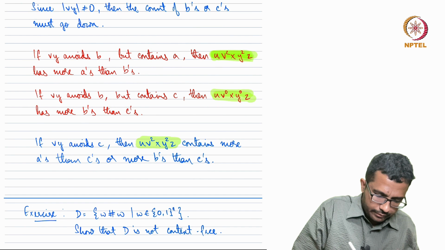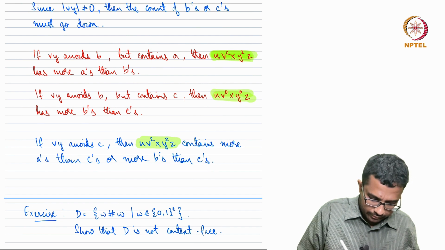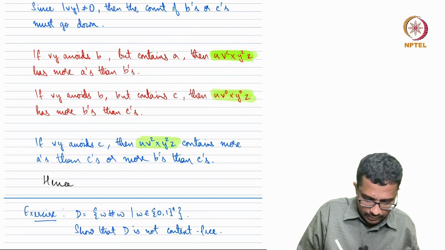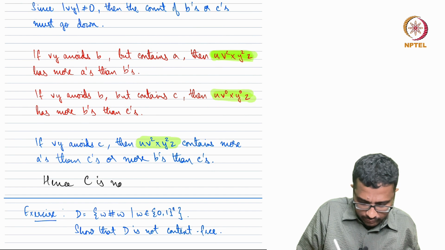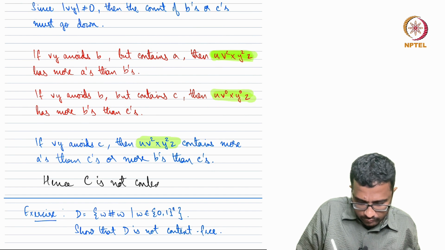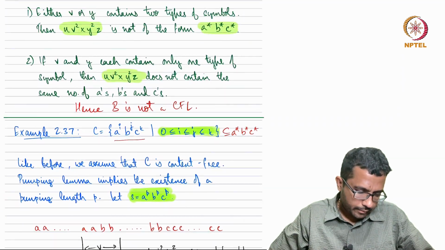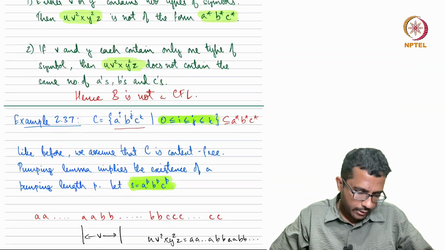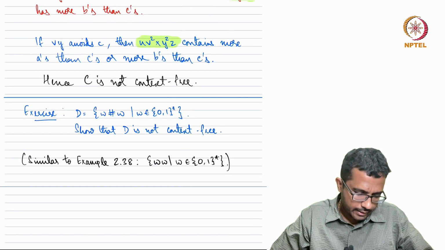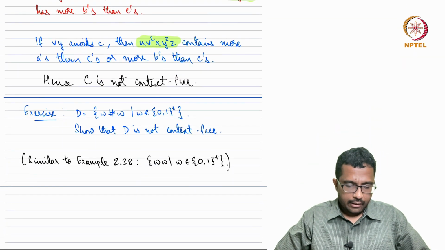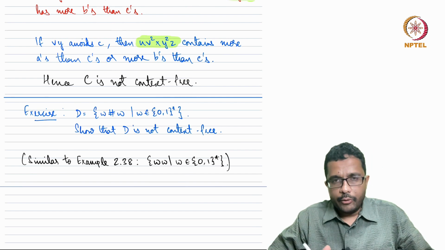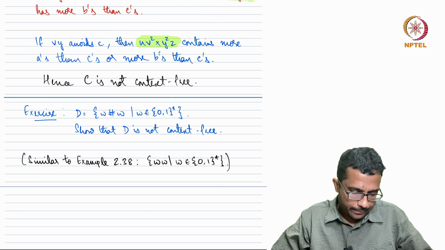Hence, C is not context free. So we saw two languages. Now finally, we'll just state one more example, which I will not work out here, but I'll just leave as an exercise.